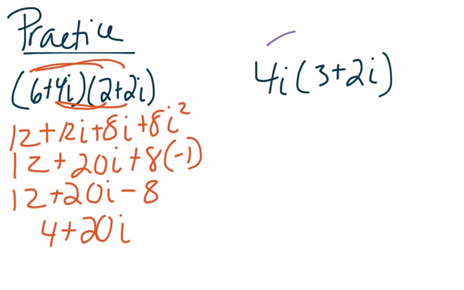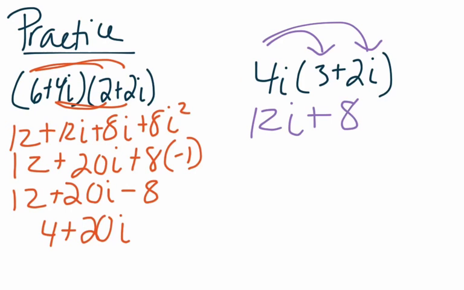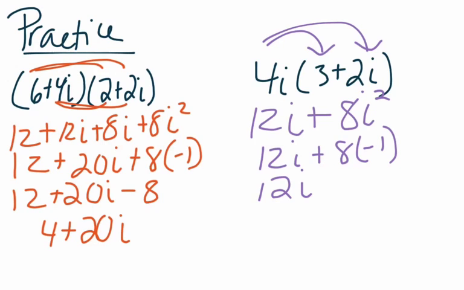Second one, we're going to distribute. So 4i times 3 is 12i. And then 4i times 2i, well, 4 times 2 is 8. And please don't forget, i times i gives you i squared. But i squared is equal to negative 1. So this becomes 12i minus 8, which is technically the right answer, but it's in the wrong form.